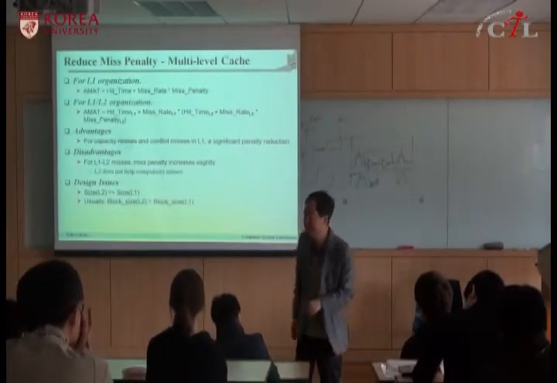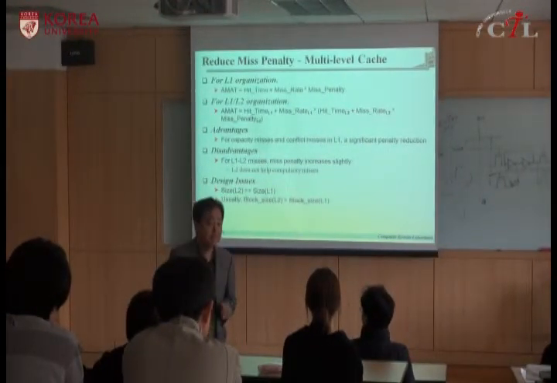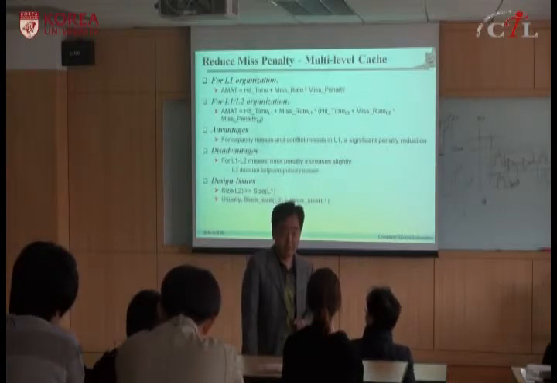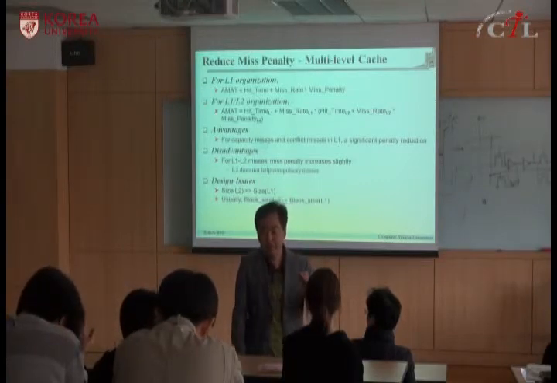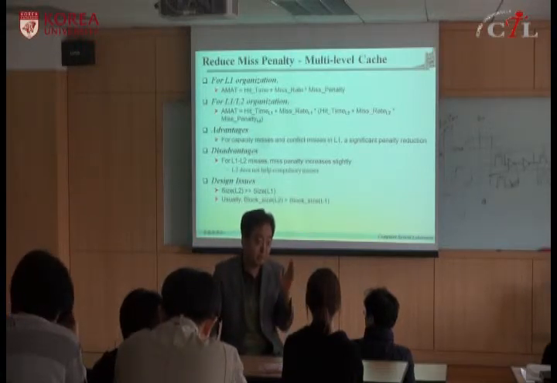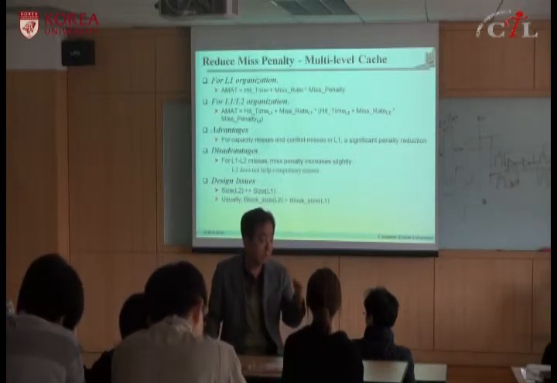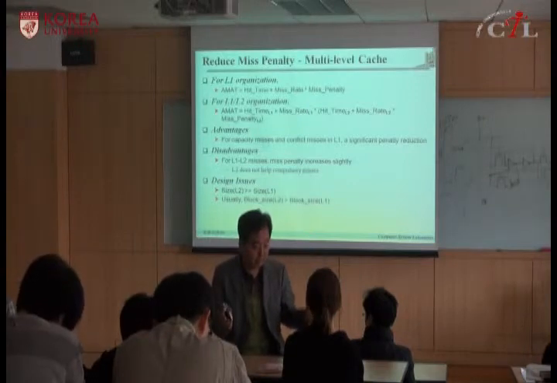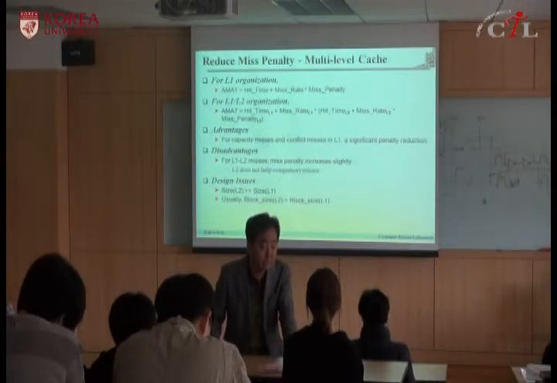So LRU means every cache block has a timer, a timestamp. Whenever you access the block, you reset the timer, and every clock, you increment the timer. Which block is the one that has not been referenced for the longest time? It should have the largest timer value, right? Because whenever you access it you reset the timer, and every clock you increment. So the block with the largest timer value is the block that stayed the longest without reference. That block is going to be replaced. Okay?